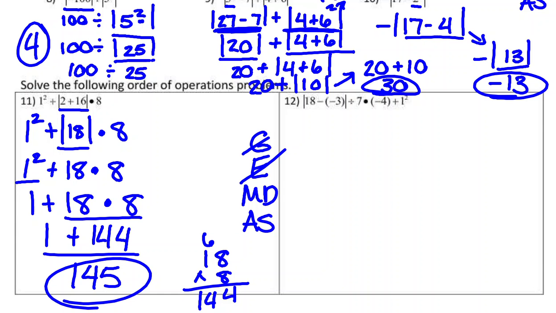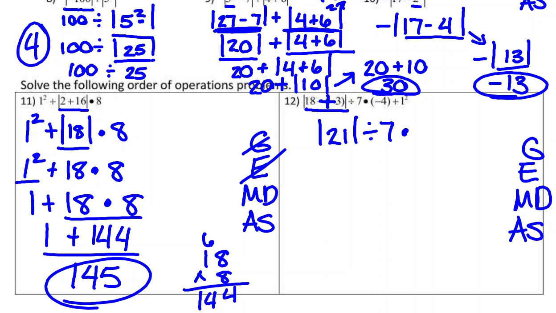Let's look at number 12. Groupings, exponents, multiply, divide, add, subtract. Groupings, the first thing I have right here is a grouping. And remember, negative negative makes a positive. So it's really 18 plus 3. So 18 plus 3 would be absolute value of 21 divided by 7 times negative 4 plus 1 to the second power. I want you to try to take it from here, see if you can get the answer at the end.